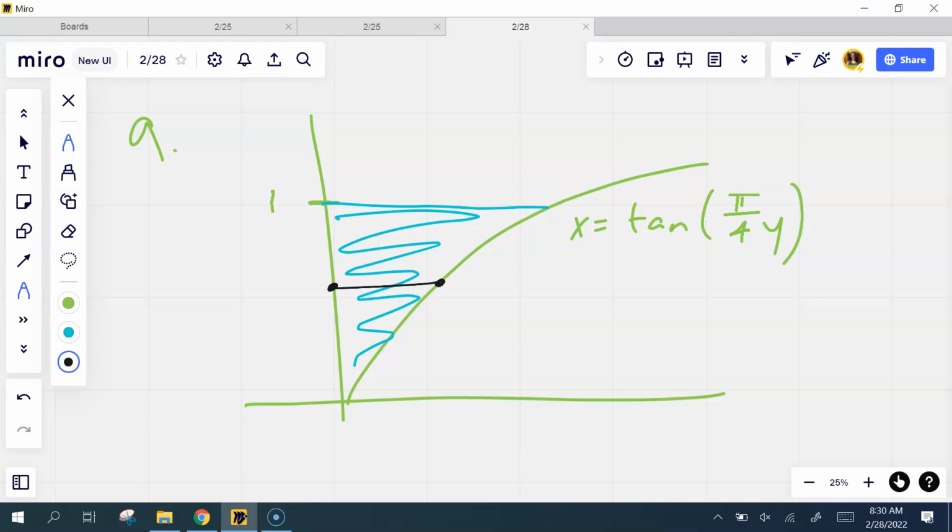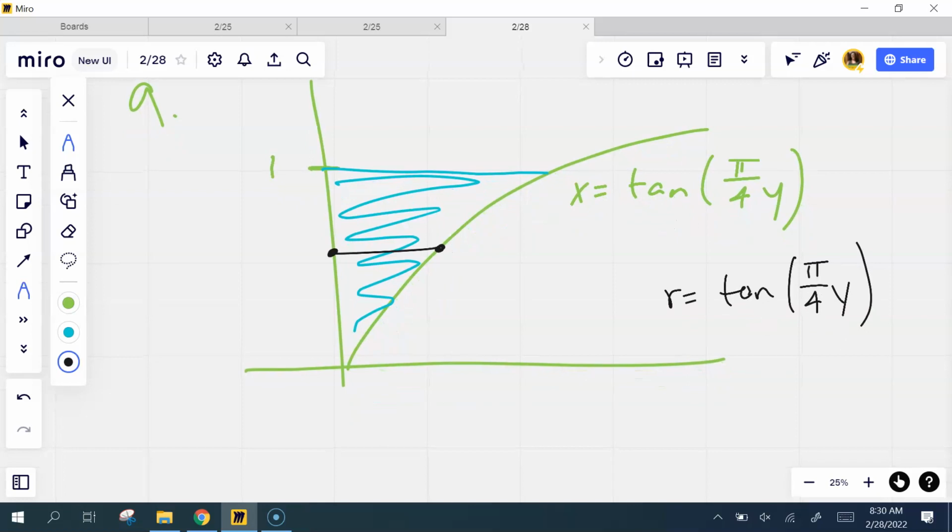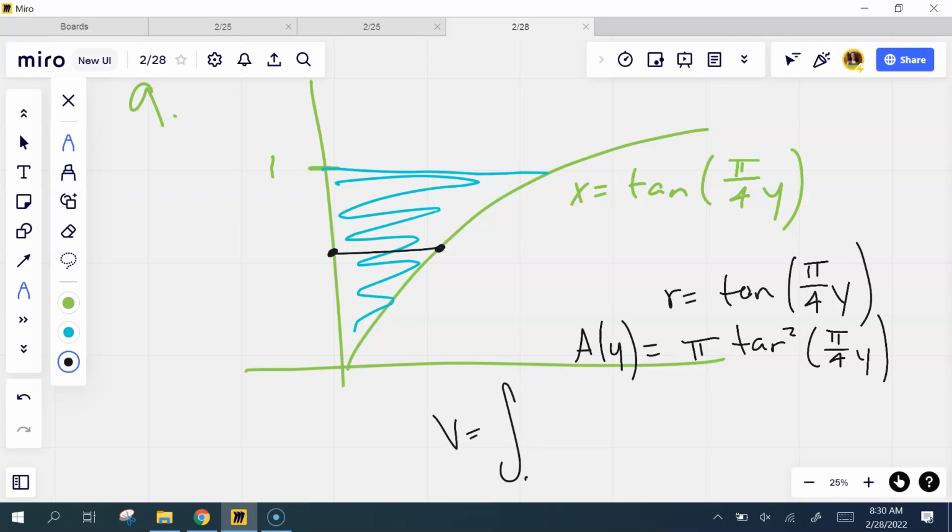So what is the length then of the radius? Tangent. That's right. Do we all agree? So now I do, right. So the area of one circle is going to be pi times r squared. So the volume of this thing rotating around is going to be the integral from 0 to 1.